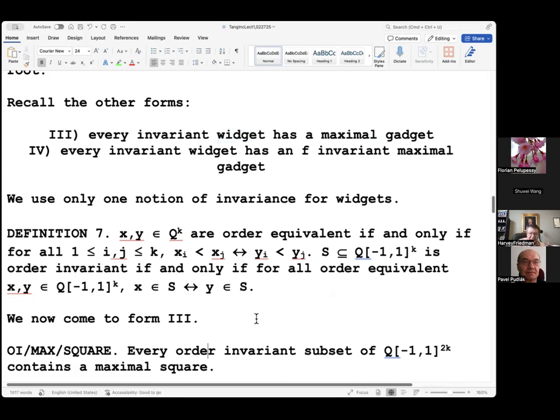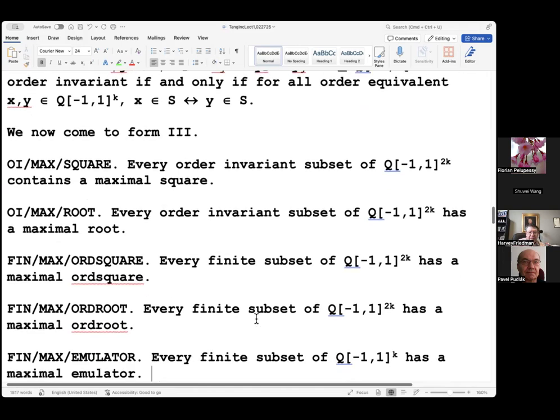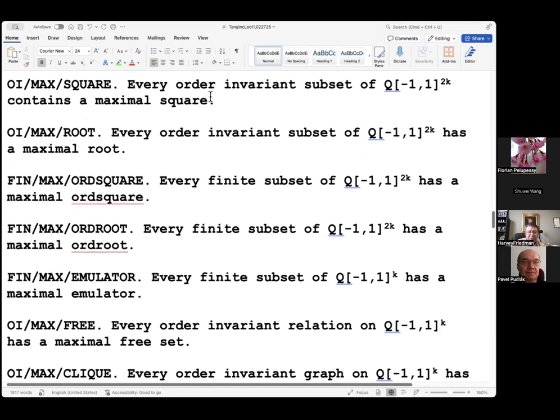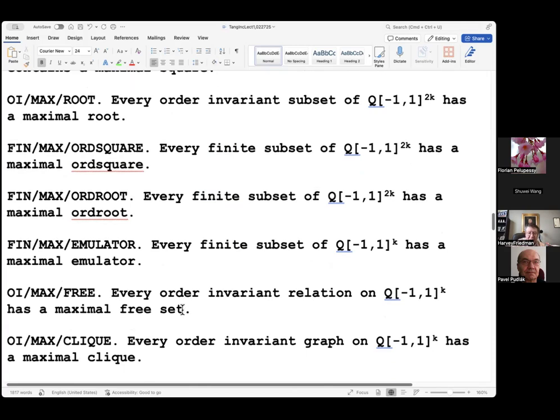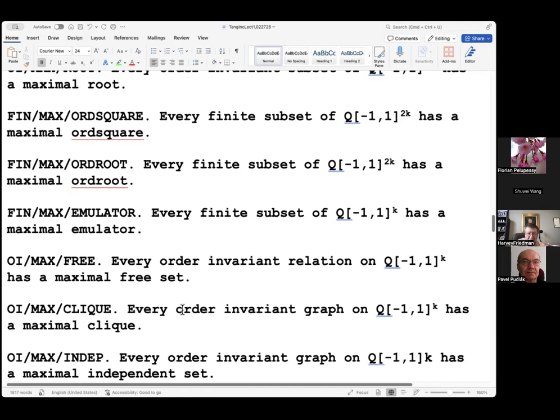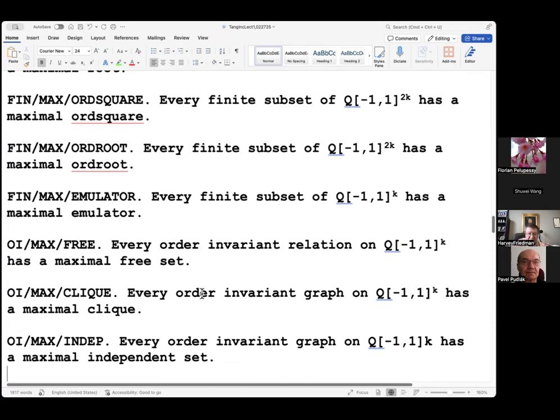Now we come to form 3. Again, these are the same thing, except we weaken the statements. They're weaker because the widgets are supposed to be really nice now, order invariant. But before it was just a subset, if you remember. Here, the right thing to do is finite. So here we say finite. This is important. And of course, these order invariant sets, these order invariant inputs, are themselves finitary objects because of the representation of order invariant sets. Okay, so let's see here.